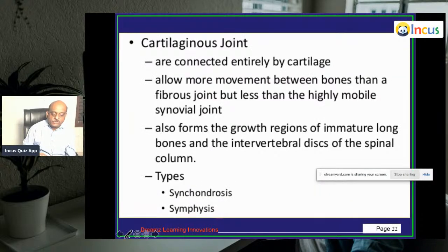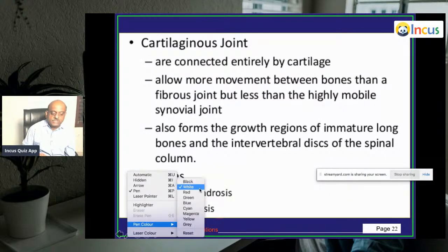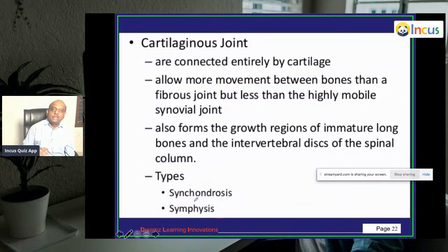So what are the examples of cartilaginous joints? They are connected entirely by the cartilage. So they can be synchondrosis or they can be symphysis. So mainly, why do you require cartilage? Cartilage is like a cushion.